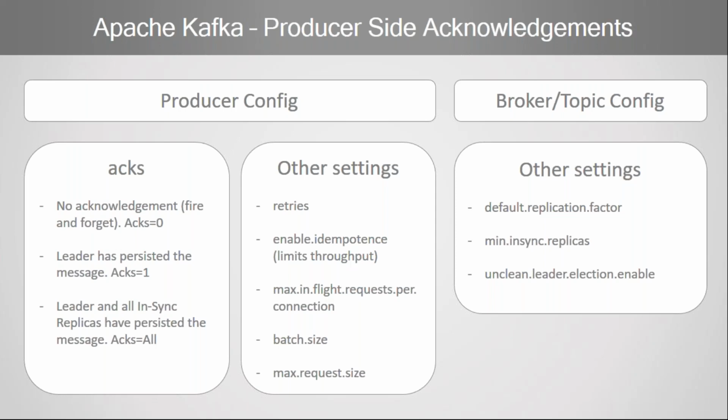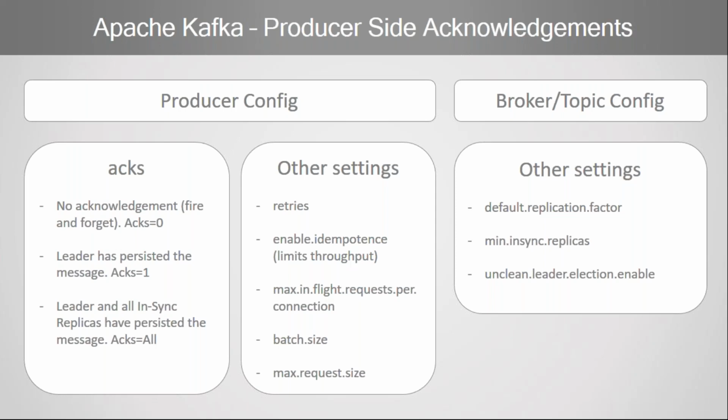We'll talk about what the in-sync replicas are, but you can think of it as the list of replicas that are up to date with the leader. And so acks=all is always much safer, but again, introduces more latency. Other settings that are important are retries, enable idempotence, and max in-flight requests per connection, and we'll look at that in the next slide. Other settings are the replication factor of a partition of a topic.